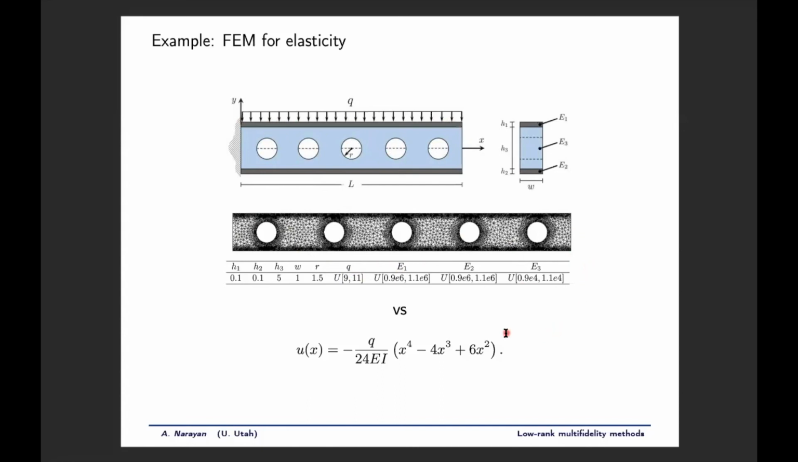I'm literally just going to say I'm going to smush this to 1 dimension, and I'm going to pretend that the displacement behaves like a quartic function. So this is the low fidelity model, which is embarrassingly easy to evaluate. And as you might expect, also embarrassingly wrong. It really doesn't give you the right displacement at all.